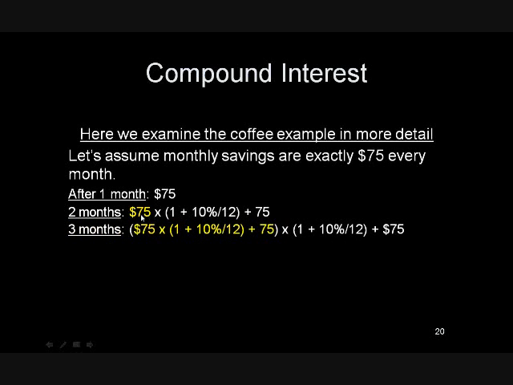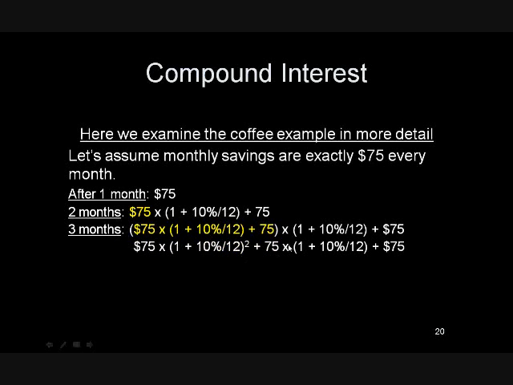After 3 months, this quantity in yellow here is the same as the line above. That's how much money we had at the end of 2 months. And we're going to earn some interest on that money that we had at the end of 2 months. And plus, we're going to save an additional $75. So don't worry, we're going somewhere with this.